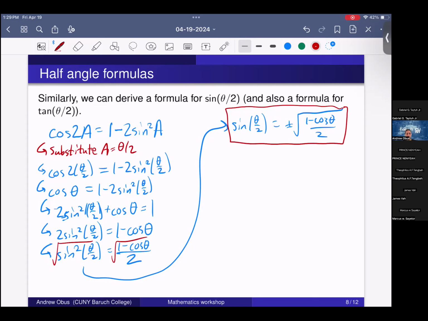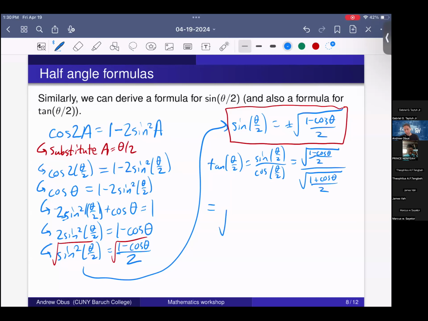Okay. All right. So we get a similar formula, just with a 1 minus cosine theta instead of a 1 plus cosine theta. And then tangent, I'll just write that tangent of theta over 2 is equal to sine of theta over 2 divided by cosine of theta over 2. And that's equal to square root of 1 minus cosine theta over 2 divided by square root of 1 plus cosine theta over 2. These are the two formulas that we have.